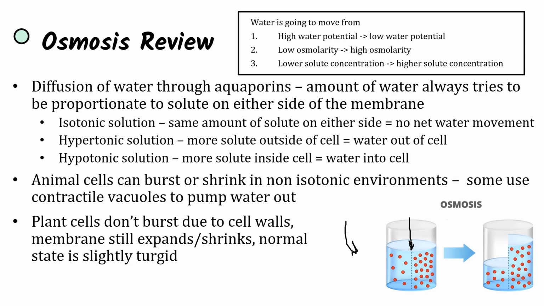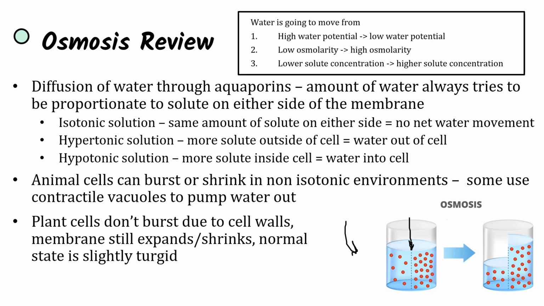And because water is able to pass through this membrane, it's going to form a proportional relationship. It's going to follow the solute, and we're going to have a high amount of water on the side of the beaker with a high solute concentration, and a lower amount of water on the side with a lower solute concentration. And this is the process of osmosis.